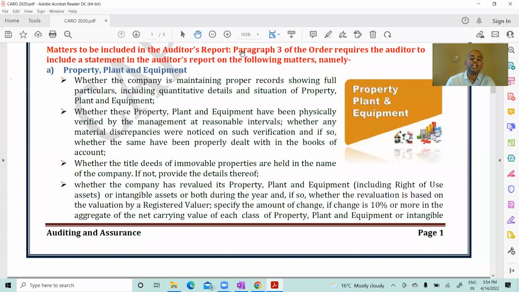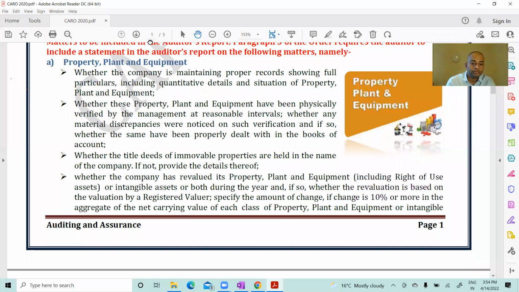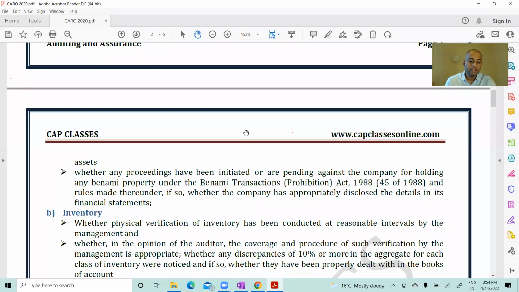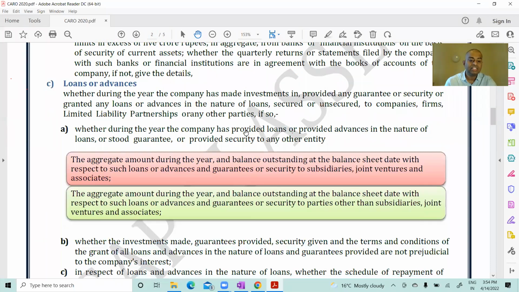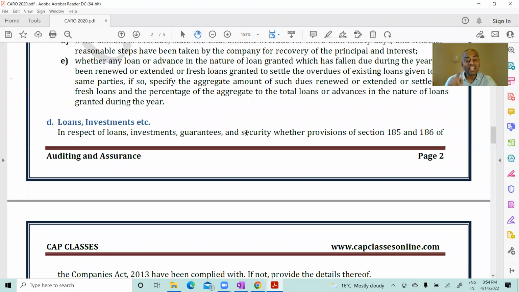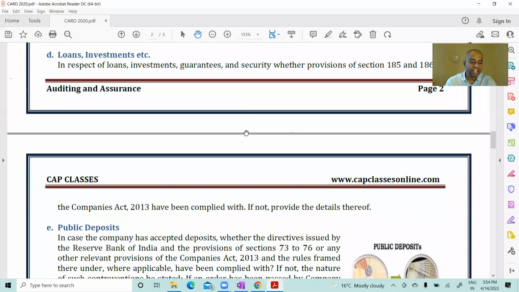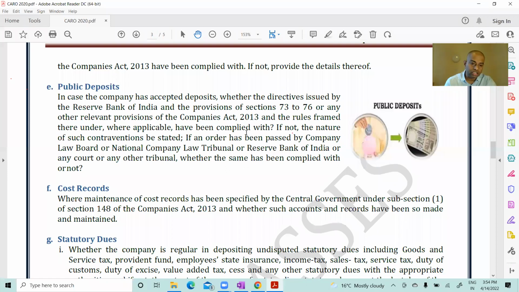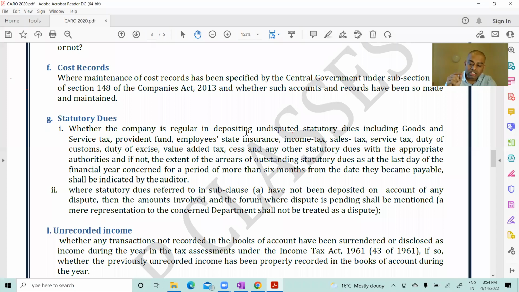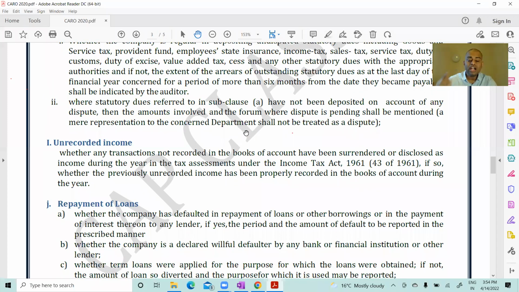Now, matters to be included in the auditor's report. What is this? Matters to be included in the auditor's report. These are the matters to be included in the auditor's report. Now let us see what matters. A, property, plant and equipment. B, inventory. C, loans and advances. D, loans, investments, etc., Section 185, 186, public deposits. E, cost records. F, statutory dues. G, unrecorded income.